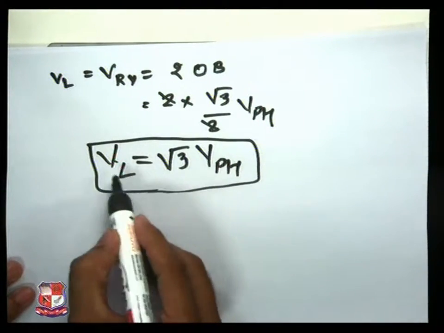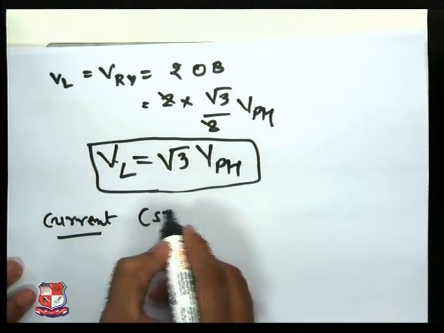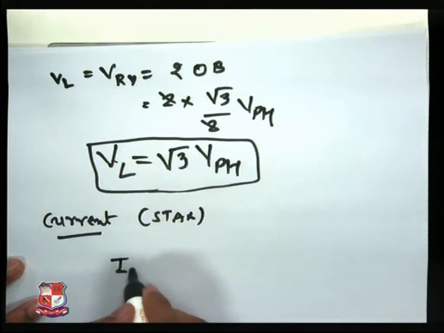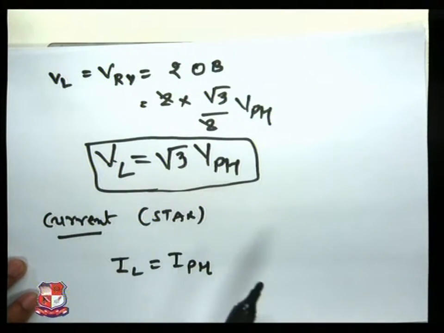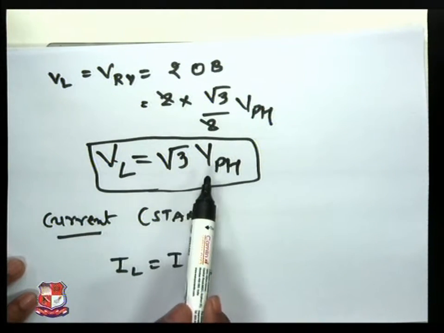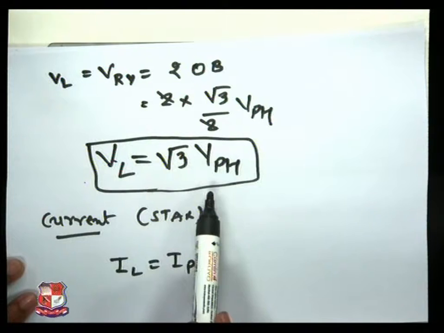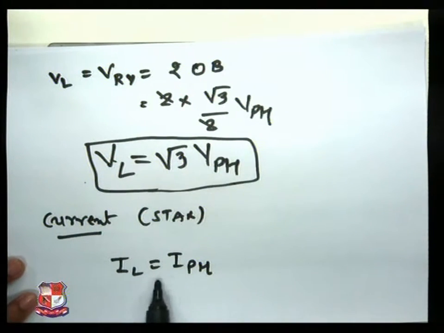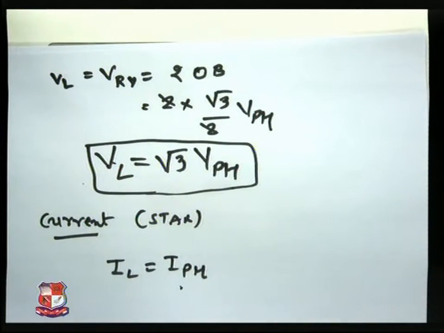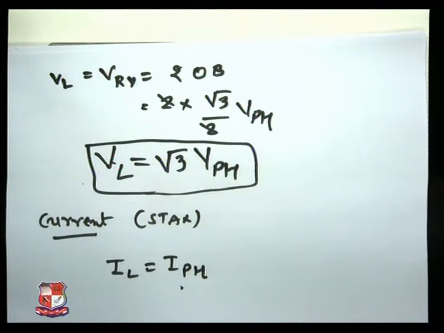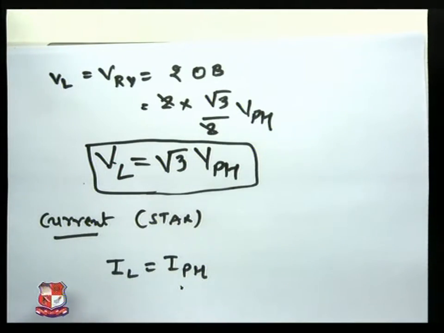Now a similar relation we get for current in a star connection. For the current, IL equals IPH. That means in a star connection the voltage relation is given by VL equal to root 3 VPH, that is, line voltage is equal to root 3 times phase voltage, and for current, line current is equal to phase current. So for the 8 marks we have to give the complete derivation, with 2 figures and the vector diagram representing the relation VL equal to root 3 VPH.